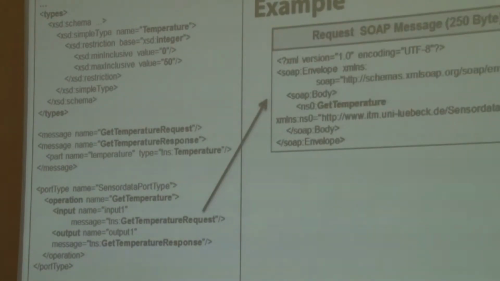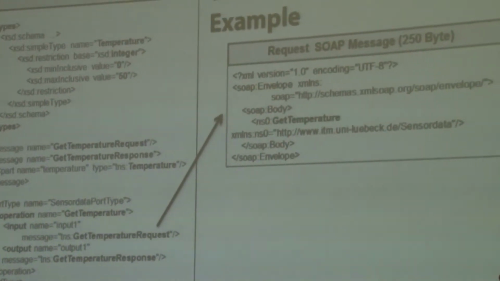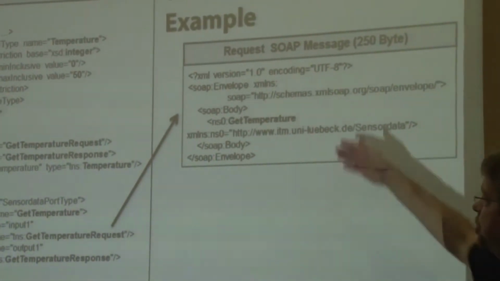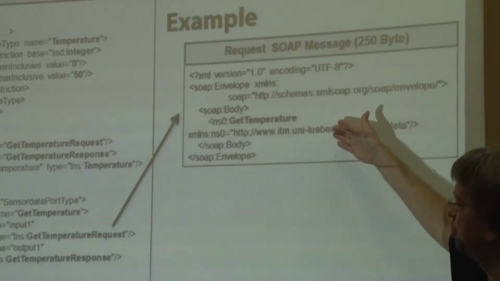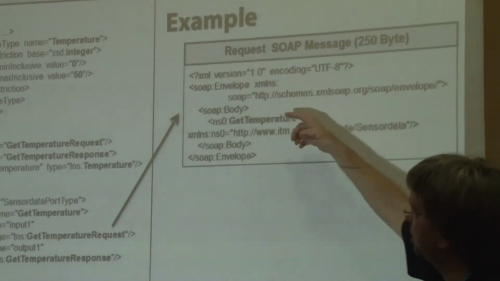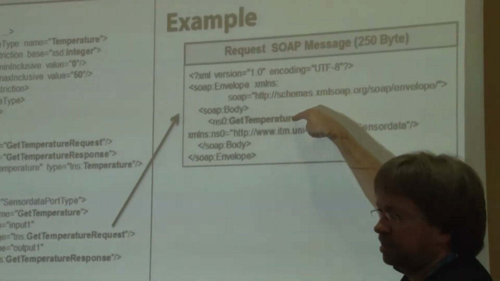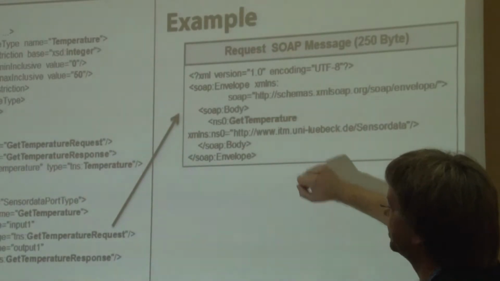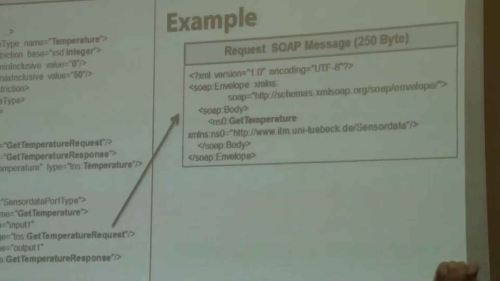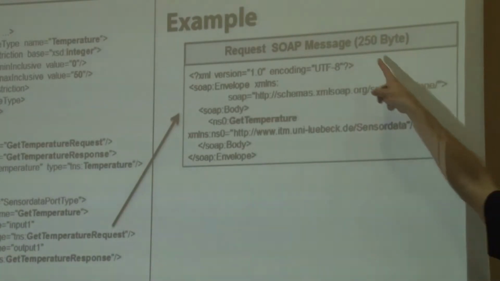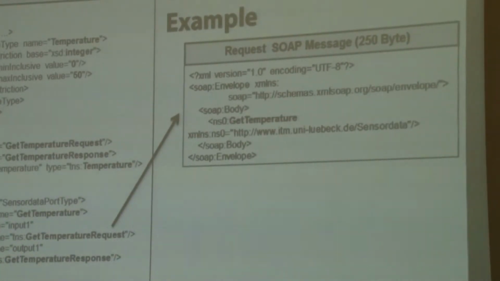What happens during runtime? If a service user wants to call the get temperature service at the provider, then the service user has to send a SOAP message to this provider, which looks like this. And this is the structure of the SOAP protocol. It contains the body of the message, and the body just contains the get temperature message without any parameters. There's lots of namespace things and so on within XML. But you see 250 bytes.